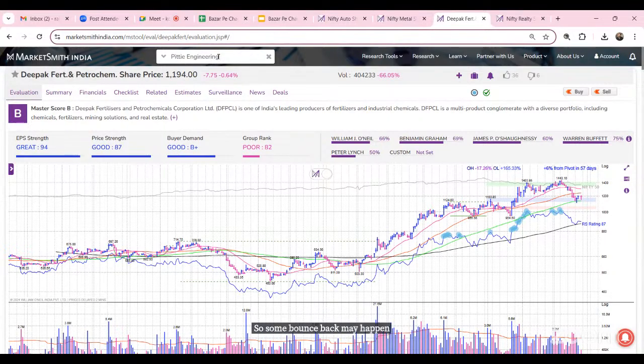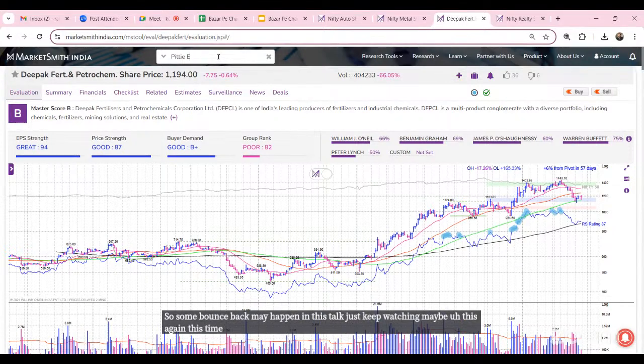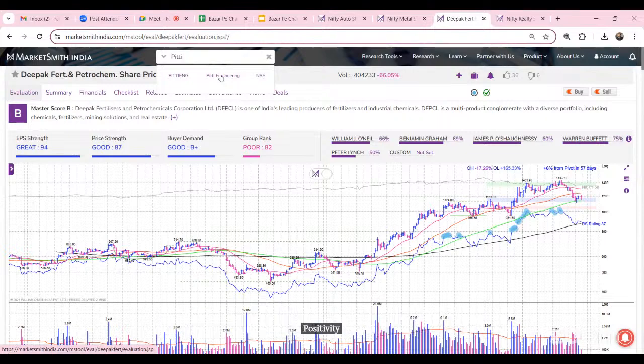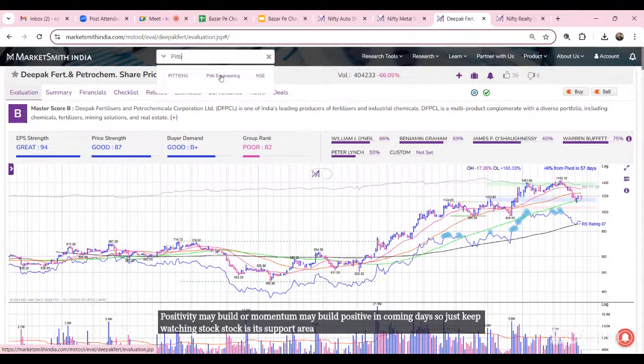Just keep watching. Maybe this time something will be declared by the government related to fertilizer companies, and that may turn positive for all this space. So maybe positivity or momentum may build in the coming days. So just keep watching the stock. The stock is at a support area.